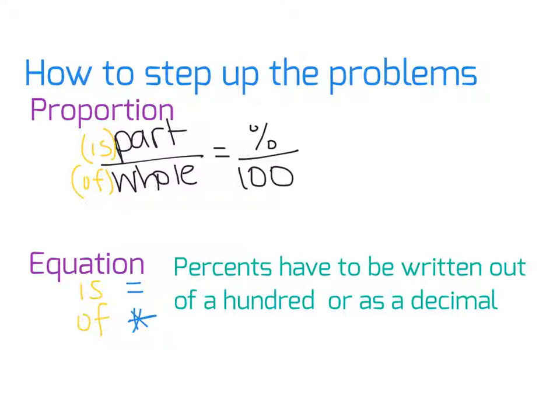So if you have 5%, when you're writing it in an equation, you either need to write it as 5 over 100, or you need to write it as 0.05. That's only when you're doing an equation. If you're doing a proportion, you would just leave it as 5.